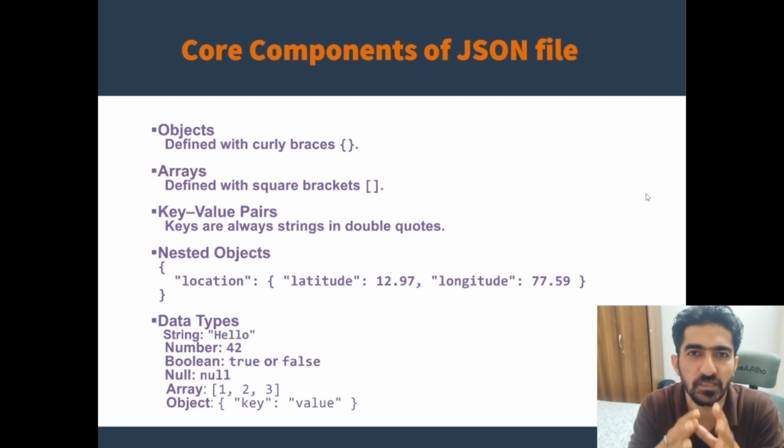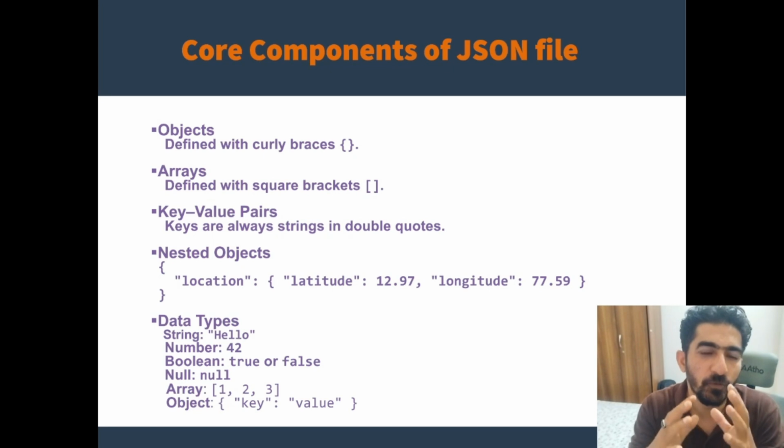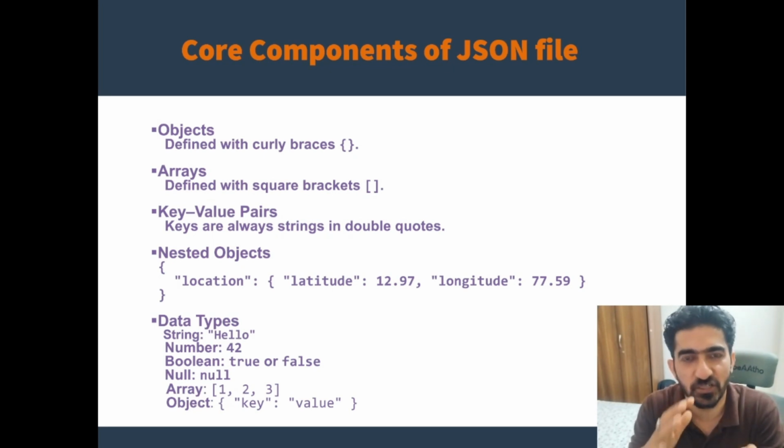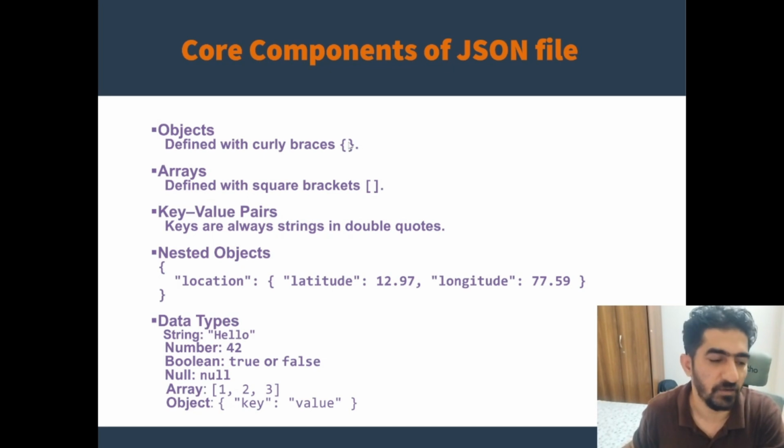Here you'll see the core components of a JSON file. The first one is objects. We have objects in a JSON file that start and end with curly braces. If you see here, you have curly braces, and all the data will reside in these curly braces only. The file itself will start with an array or an object. That is the main thing.